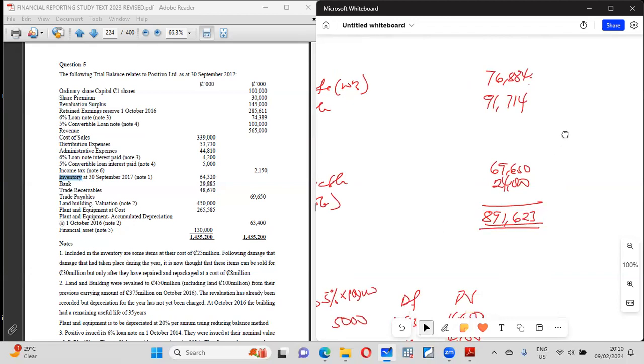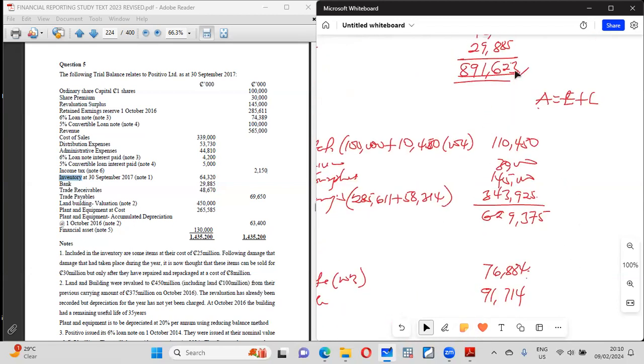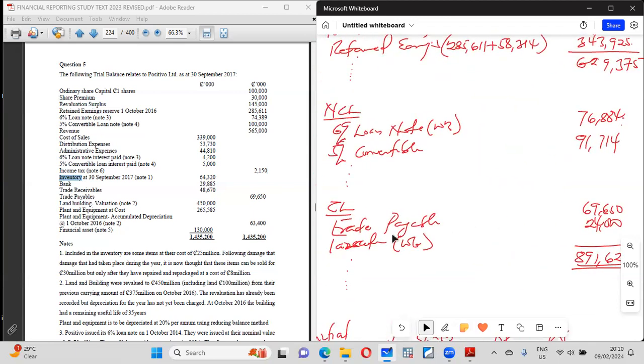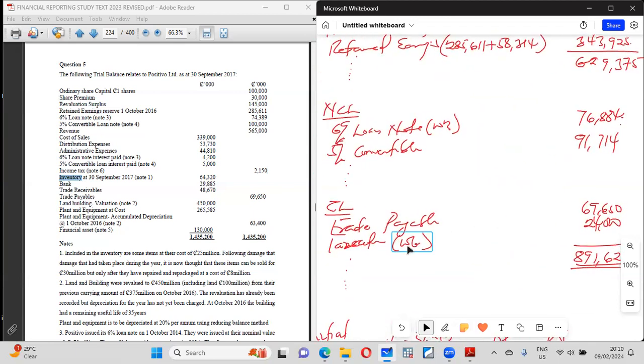So we have 819,623, 819,623. So in the exam, if you do up to this point and it doesn't balance, move on to the next question. Don't waste time. See, minimum, but we have used maximum like 36 minutes. So please practice, okay? Practice.